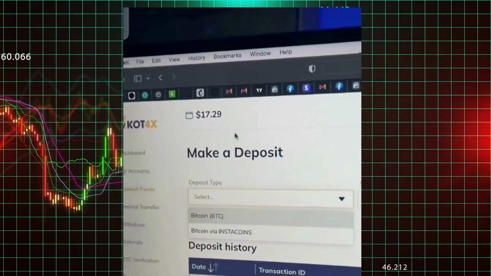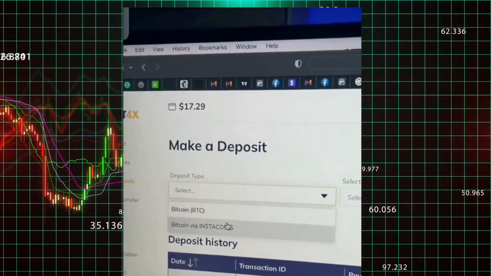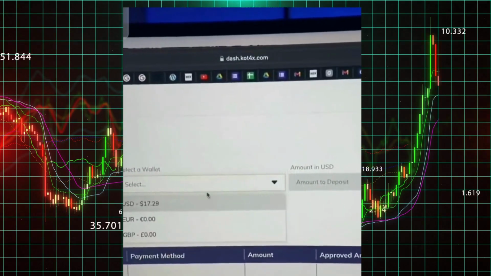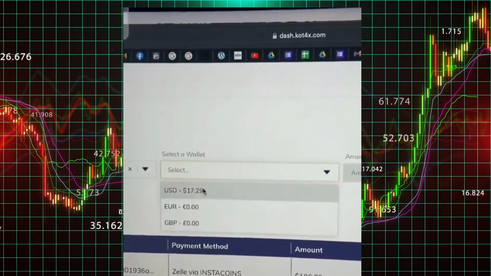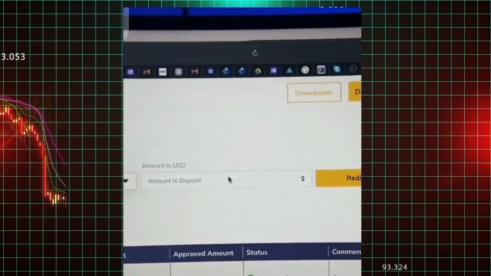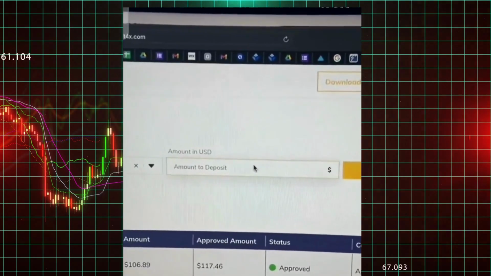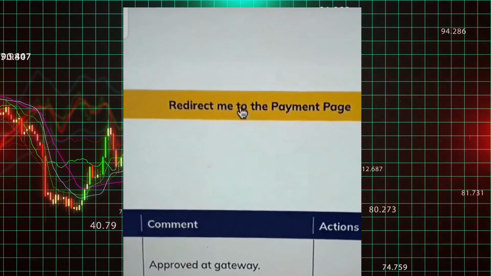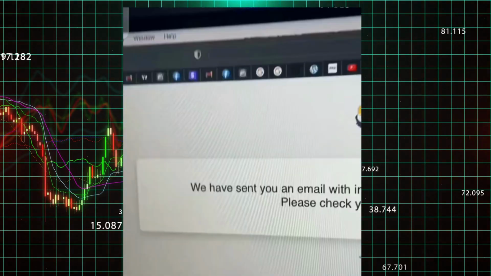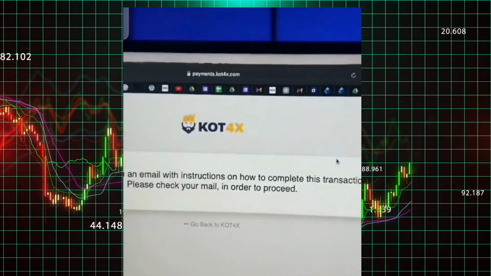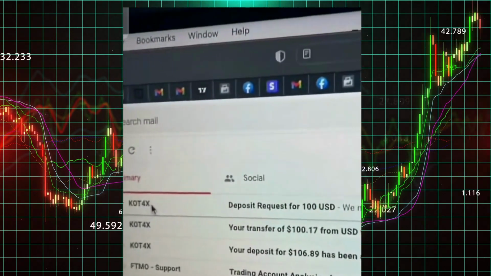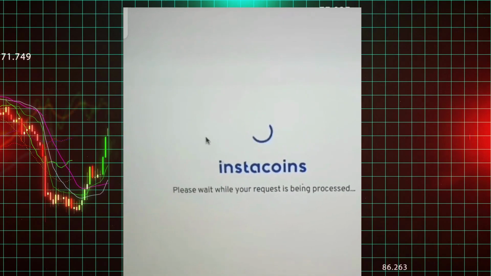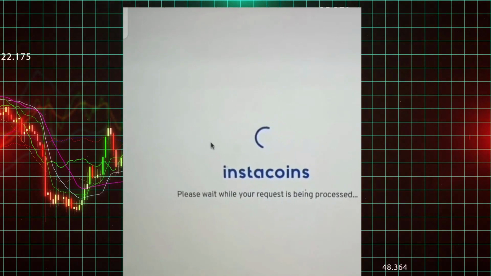Now to fund KOT Forex, you're going to enter Bitcoin via Instacoins. You have to download Instacoins. You're going to say, I'm putting it in this account, and the amount, I'm going to put $100. Then you click redirect me to payment. Then they're going to send you an email. Here, KOT Forex deposit request. Go here, complete deposit, and wait, and wait, and wait.